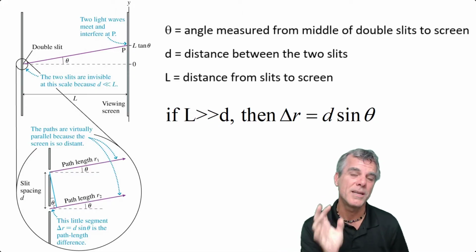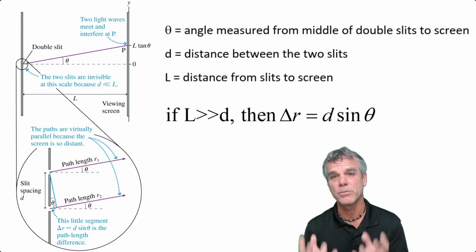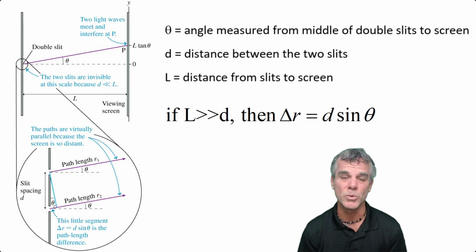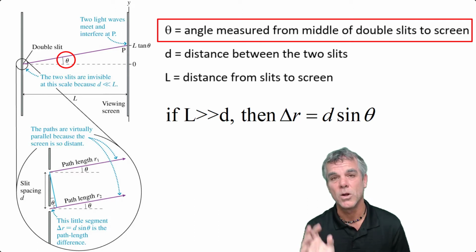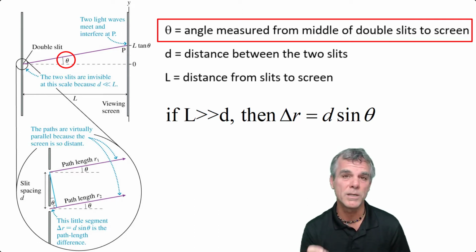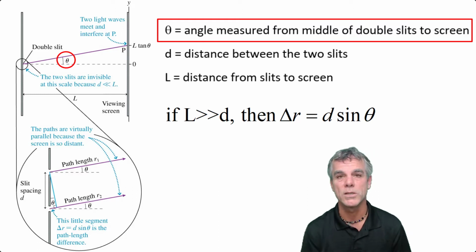When looking at double slit interference, there's 3 main variables that we always use, so let's just quickly define them. Theta is always the angle measured from in between the 2 slits, the middle of the double slits, to a point on the screen.